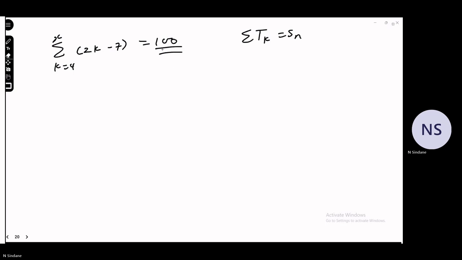Meaning that is your Sn. So we need to calculate what? The value of x. We need to know what is the value of x. But we can't get the value of x if we don't know the value of a, if we don't know the value of d. And how do we get that? We get that from a series.